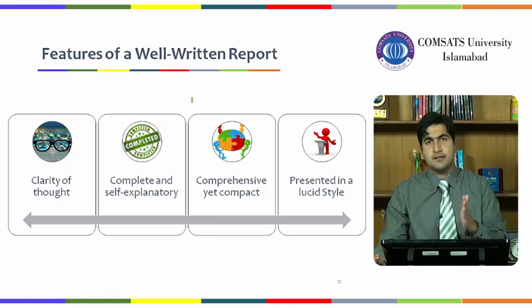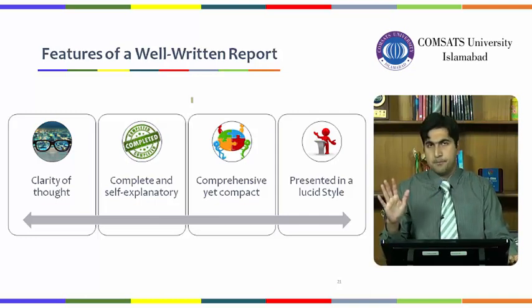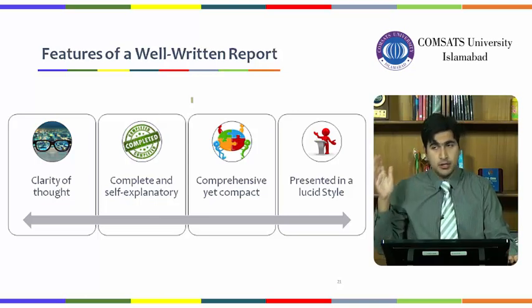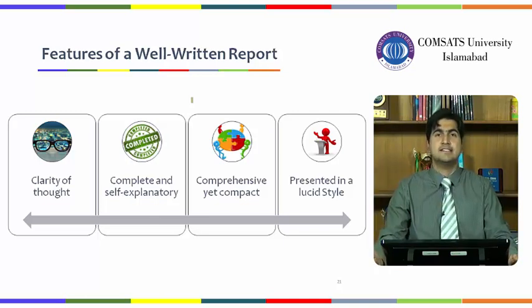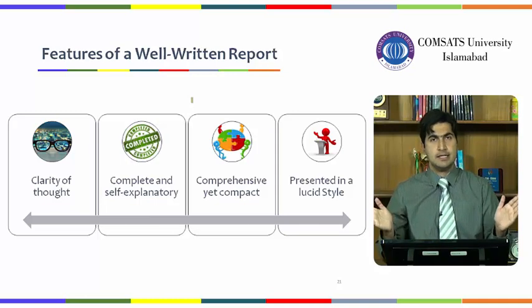These are the features, this is the criteria, the checklist, and you have to meet it, especially when writing a report. So clarity of thought should be there. You're clear about the problem that you are working on. That means that there is clarity of thought within your mind. You're clear about the method that you have to use. You're clear about the way you're going to provide the set of recommendations. This is the clarity of thought. You move ahead: complete and self-explanatory. Nothing is missed out.